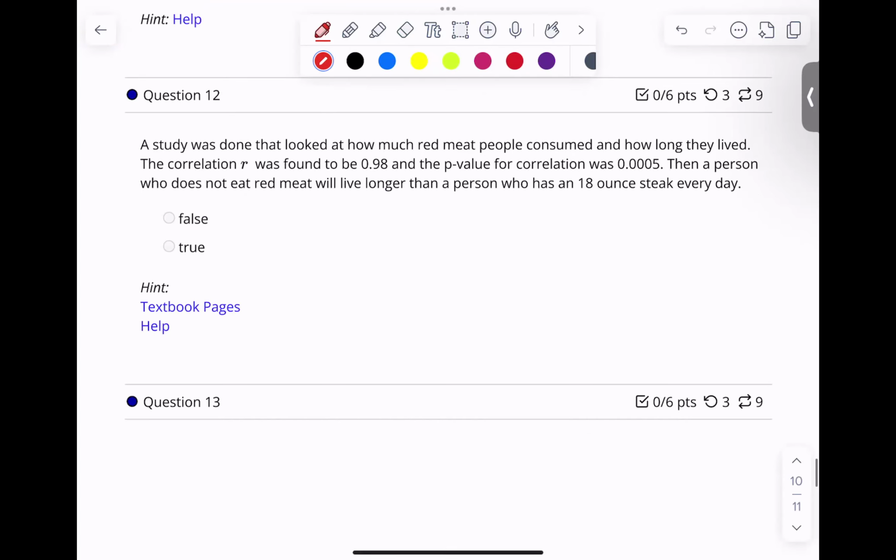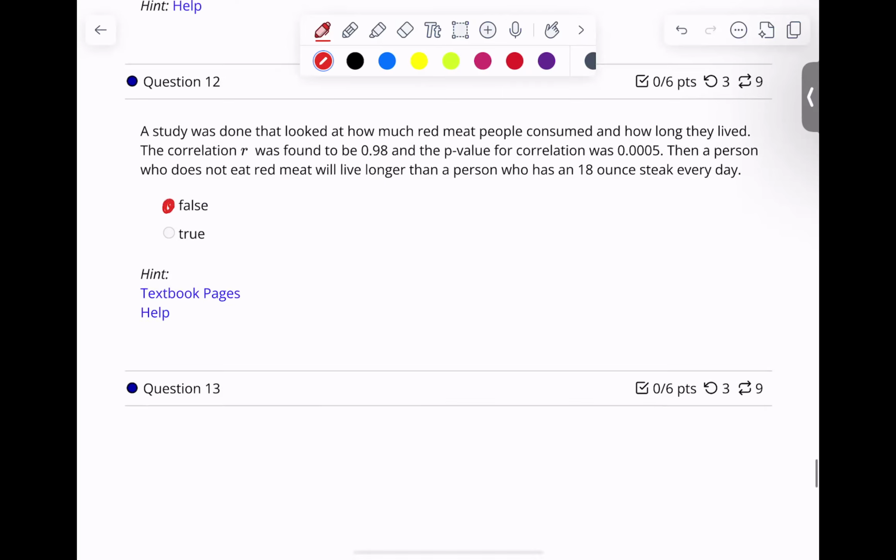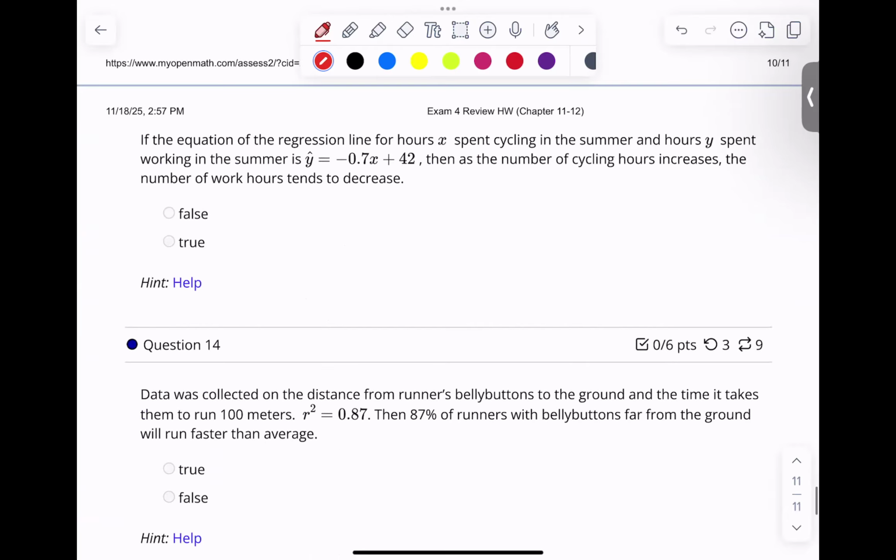A study was done that looked at how much red meat people consumed and how long they lived. The correlation R was found to be 0.98, and the p-value for the correlation was 0.0005. Then a person who does not eat red meat will live longer. I don't know that I can conclude that from that. I'm thinking not.